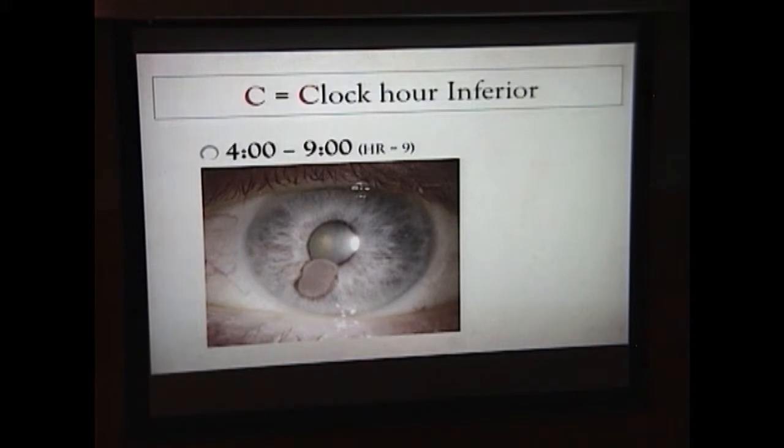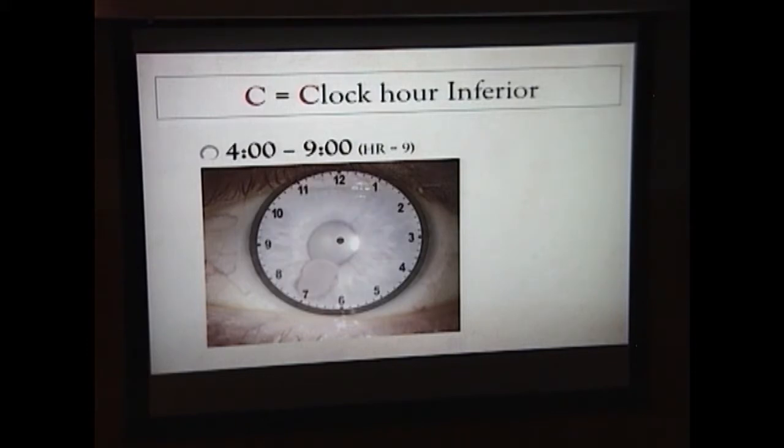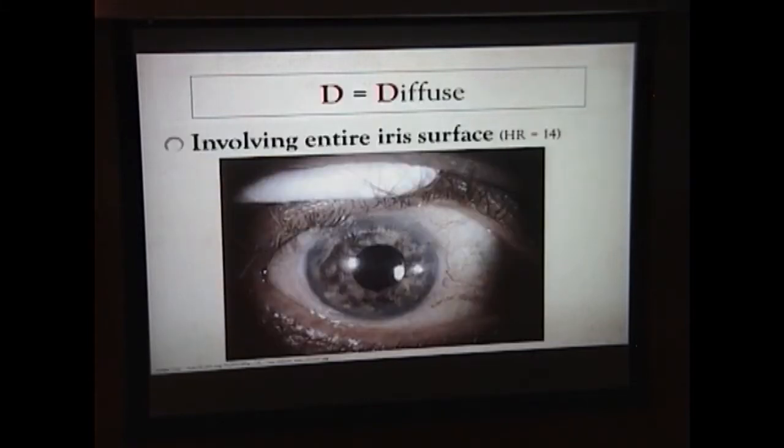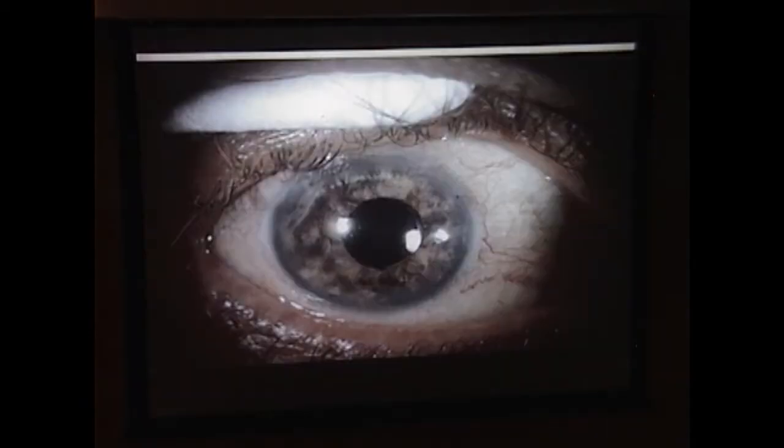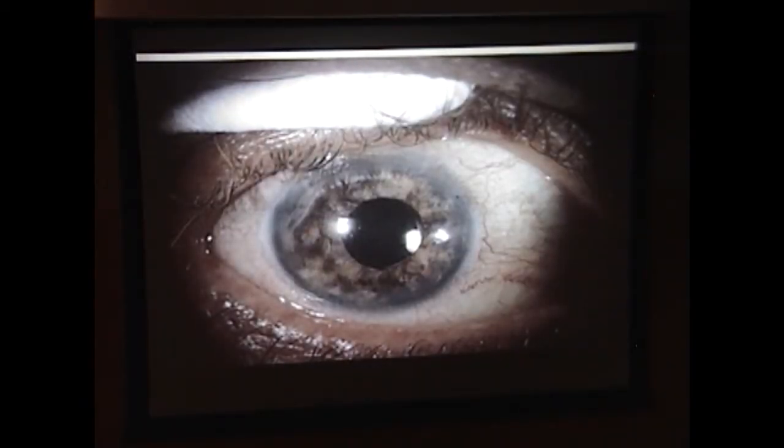Specifically, this is referring to the sectors of 4 o'clock to 9 o'clock on the distribution of the iris. You can see the distribution here, and if the original nevus occurred in this portion of the iris, it was associated with a 9 times greater chance of becoming a melanoma. D is for diffuse, or involving the entire surface of the iris. Nevi that met this criteria were 14 times more likely to become a melanoma.